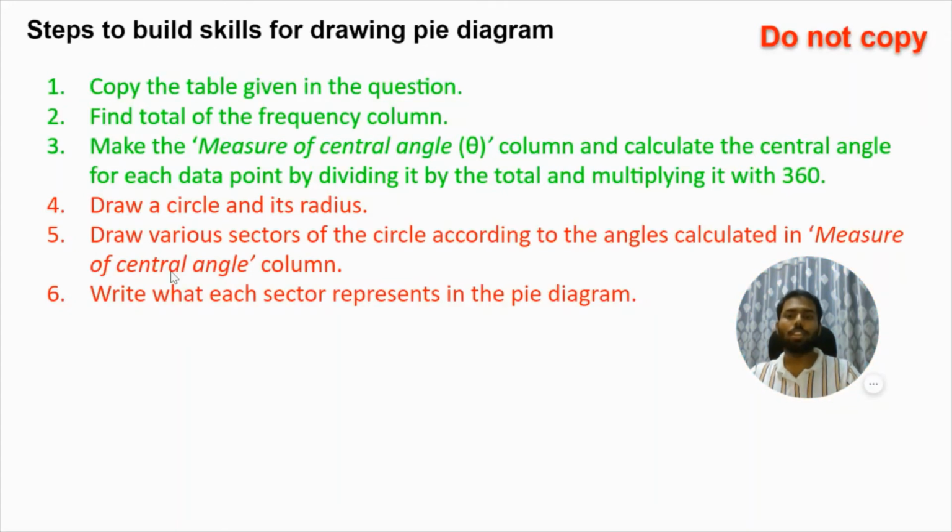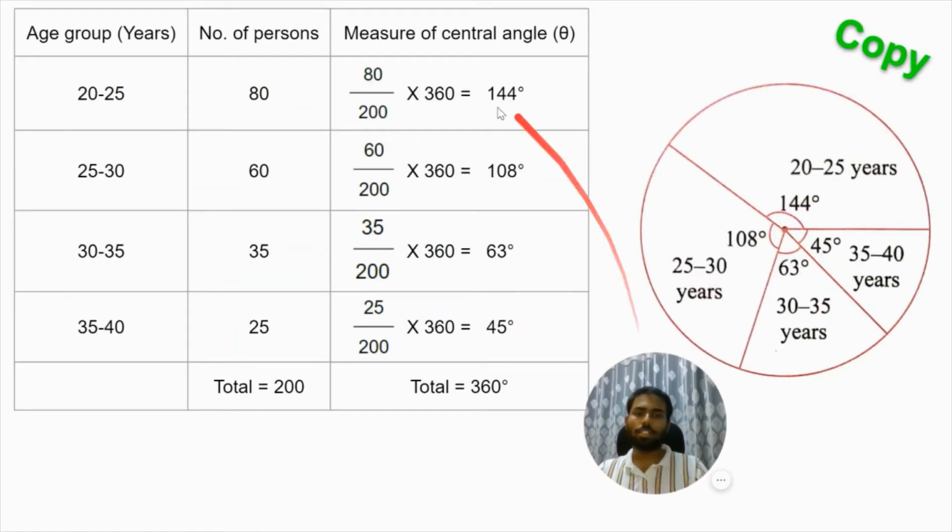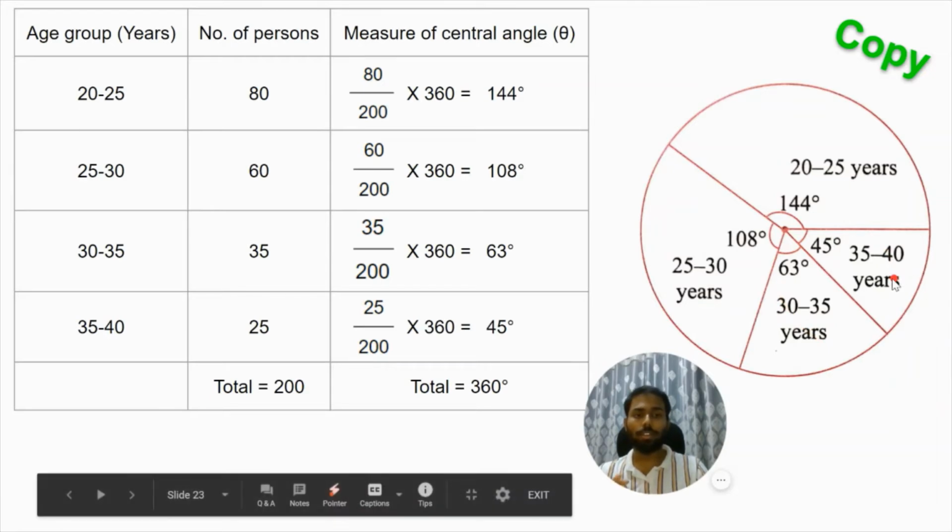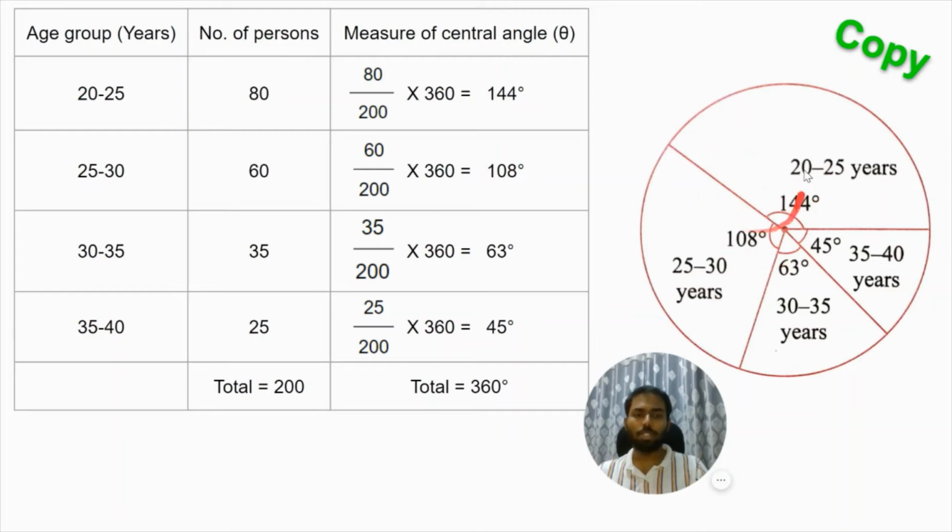Okay, now we have seen how to do these three steps. So now that we have done all these three steps, this is how your answer should look. It should have the table which we had first seen, and this is how your pie diagram should look. Make sure you're drawing the pie diagram very neatly. If the pie diagram is not neat, marks can be deducted.